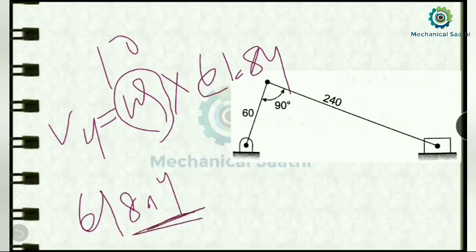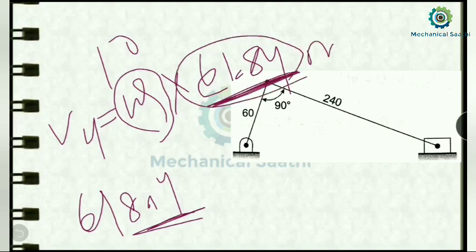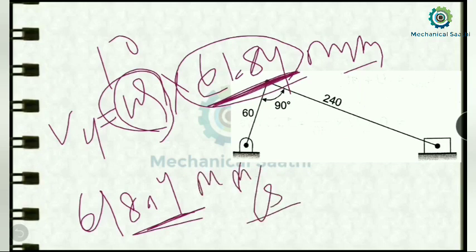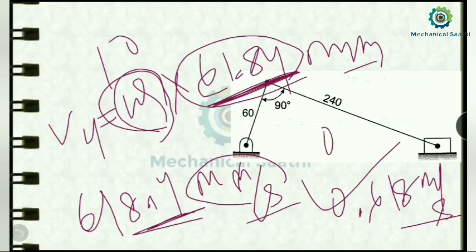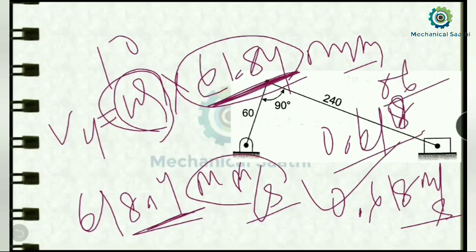mm. And omega is given in terms of radian per second, so we'll be getting here mm per second. Okay, so we will be converting mm per second into meter per second, so we can write it as 0.618 meter per second. So this will be the correct answer over here, that is we can write 0.618 or 0.6 nearly.